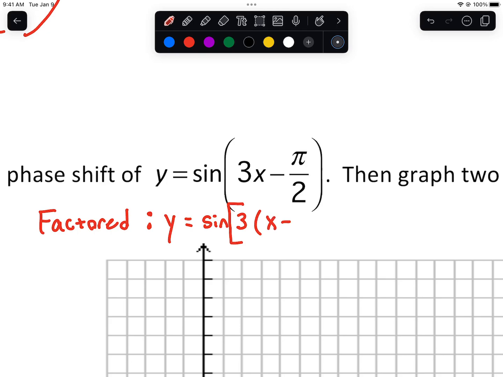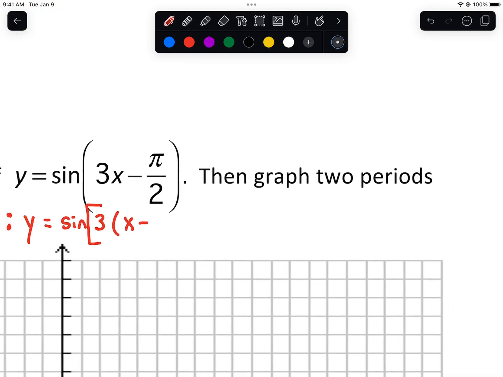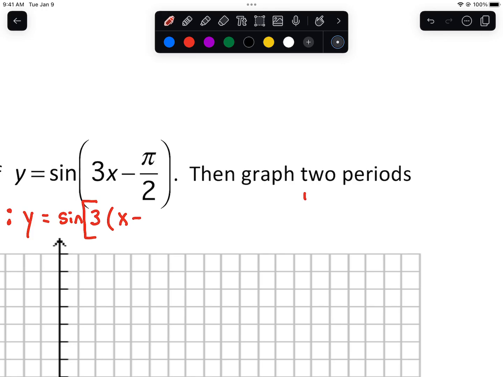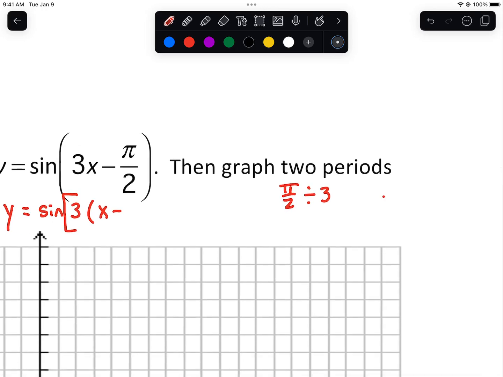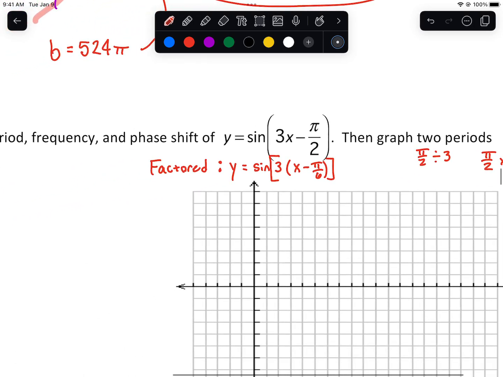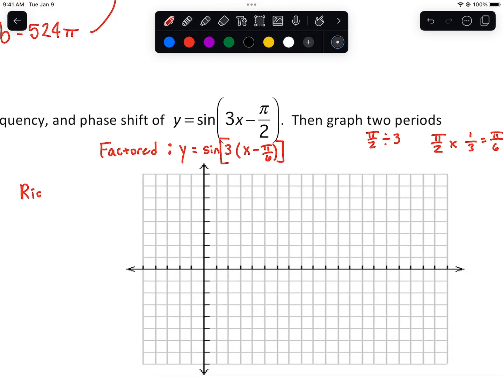If we factor out 3, it's like we're dividing, and we need to be a little careful here. I'm going to go off to the side. If I'm doing pi over 2 and then I need to divide by 3, I'm going to do keep, change, flip, and rewrite that as pi over 2 times the fraction 1/3. When you multiply that, it comes out to 1 times pi on top and 2 times 3 on the bottom, pi over 6. So this actually moves right pi over 6. That's the biggest error with this. That's the phase shift, right pi over 6, not pi over 2. Be careful there. Very, very common error.